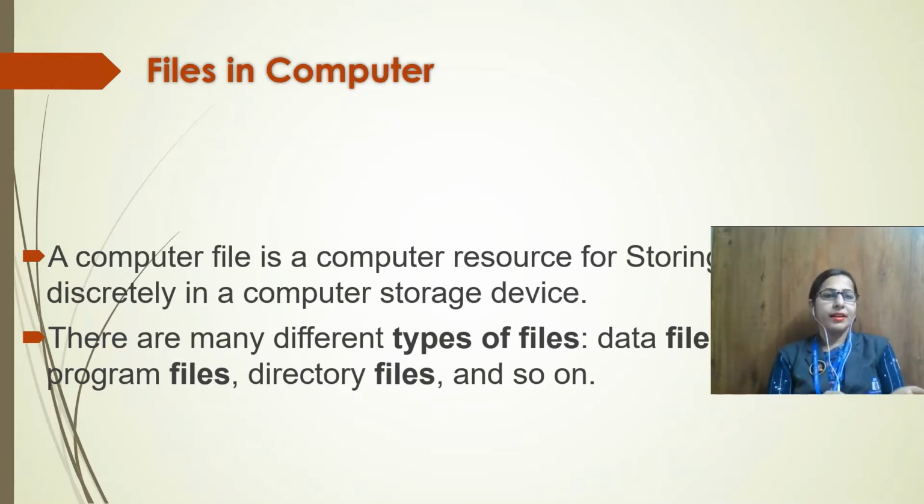See, there are many different types of files, that may be data files, text files, program files, and directory files, and so on. Whatever data we are storing directly in the storage device of our computer is known as a file. It may be software also. All the software which we have stored in our PC, these are all known as files.